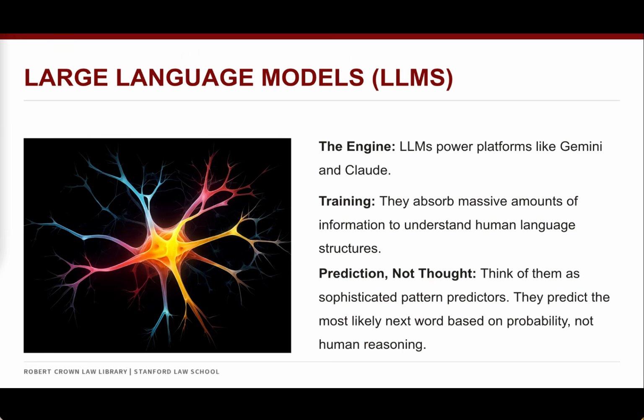Now, what's actually powering these tools? Behind platforms like Gemini and Claude is something called a large language model, or LLM. These models are trained on massive amounts of content to understand and generate human-like language. Think of them as sophisticated pattern predictors. They don't think in the human sense, but rather predict the most likely next words based on what they've learned.